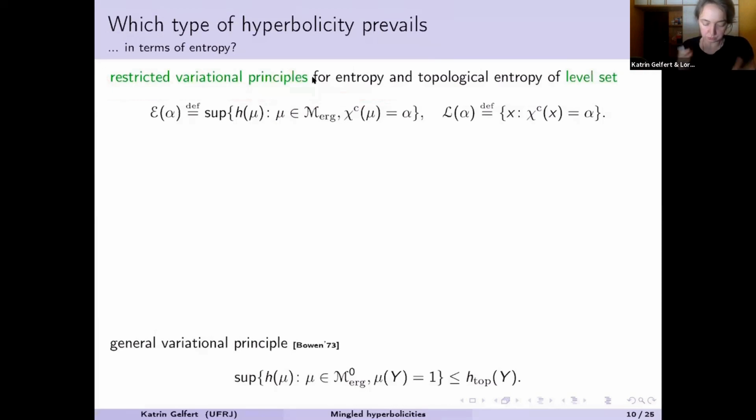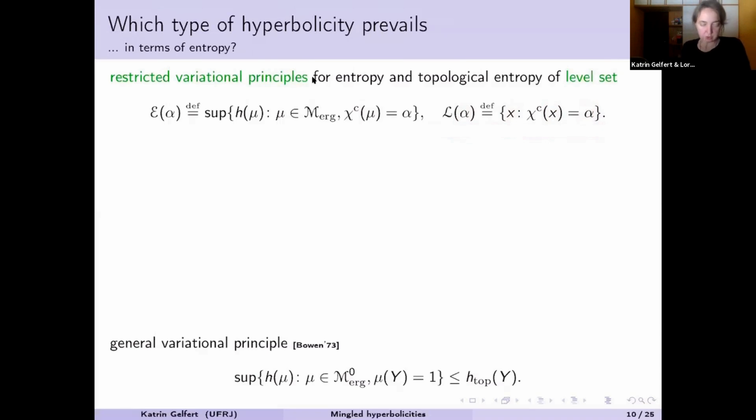So there are two types of questions you can ask. You can ask for the maximal entropy of measures which are non-hyperbolic. Let's say for alpha equals 0, you ask for this number. And then you can also take the orbit-wise approach. Look at those orbits in your system and ask for the level set of points which have 0 Lyapunov exponent. And you can ask what's the size. And here I would like to understand size in terms of entropy.